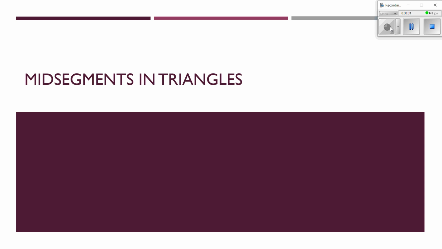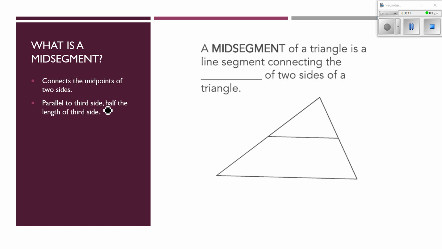Today we're going to start learning about special segments and triangles. And the first special segment we're going to learn about is called the midsegment. Now, a midsegment has a couple of things about it. First of all, the midsegment of a triangle is a line segment connecting the midpoint of two sides of the triangle. So it's connecting the midpoints.